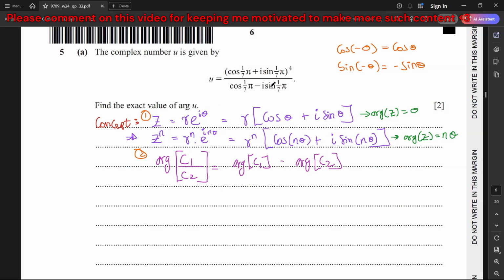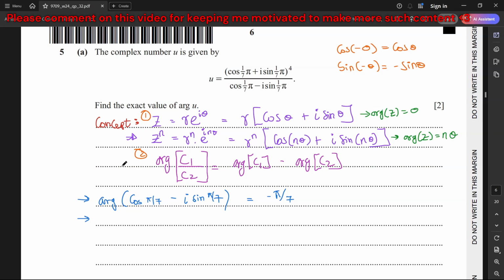So for the denominator, you are going to have the argument, so I'll just mention these things over here. That argument for cos pi by 7 minus i sine pi by 7. You can see that cos became positive because cos of negative theta is the same as writing positive cos theta, but sine became negative. So sine of negative pi by 7 is the same as writing minus sine pi by 7. So from this we can say that the argument must be equal to negative of the angle, which is negative pi by 7. So that is for the denominator part.